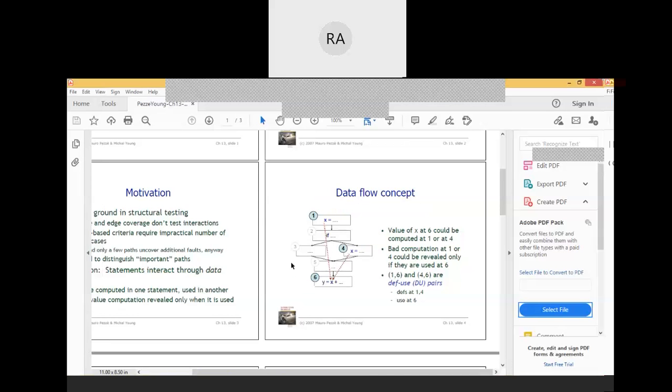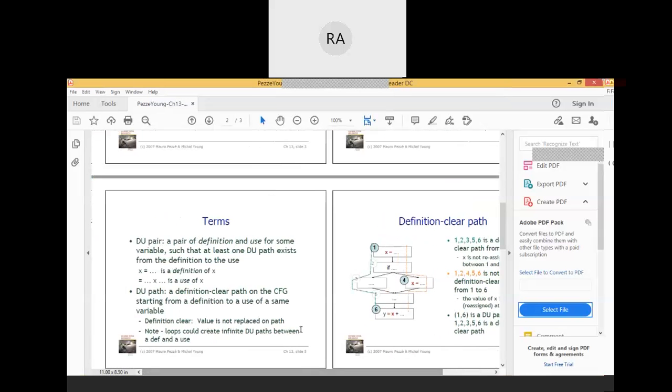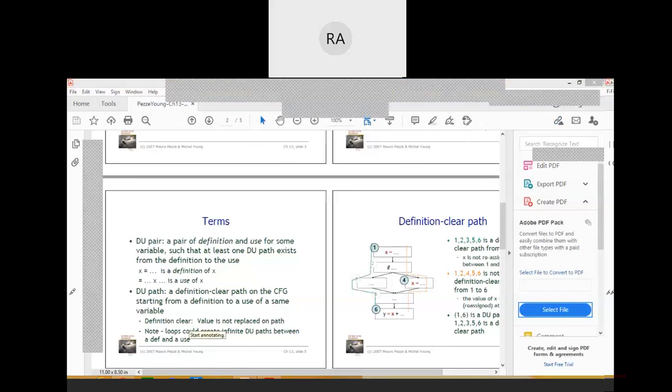After that, I have some important terminologies involved in data flow testing. What is that? That is the DU pair. Let us redefine the definition for DU pair.